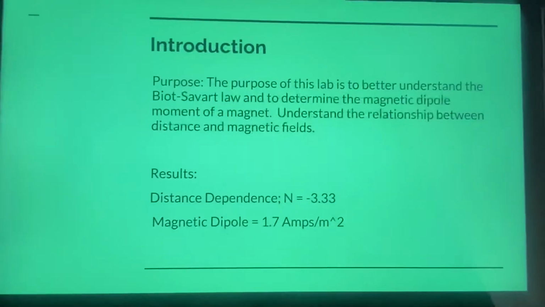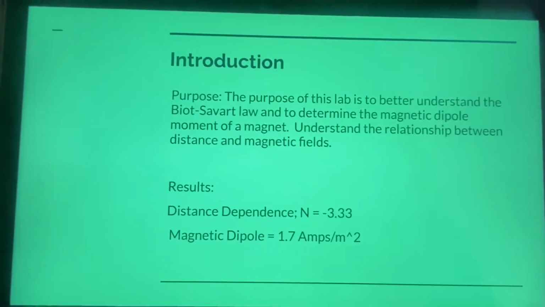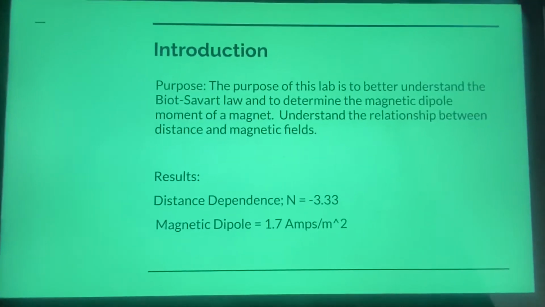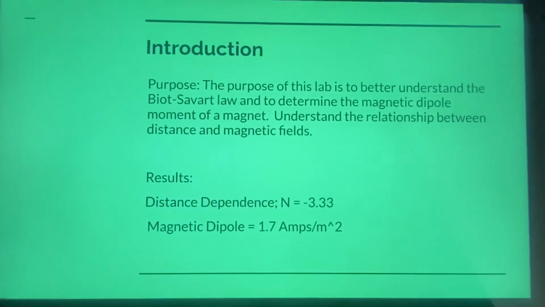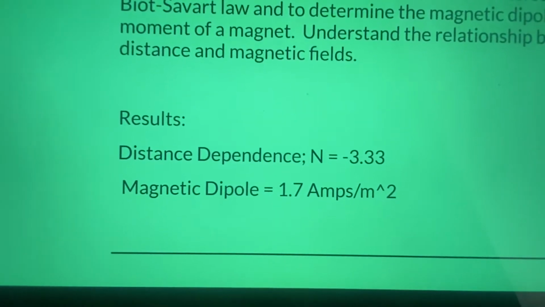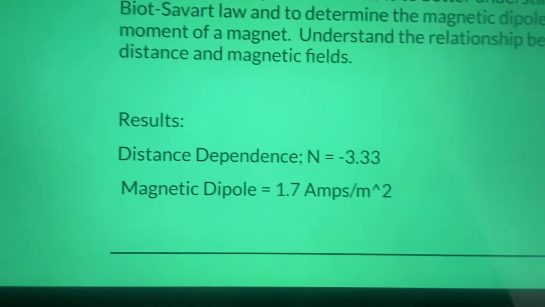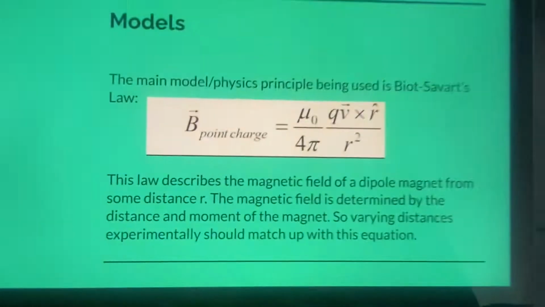So, the purpose of this lab is to better understand the Biot-Savart law and to determine the magnetic dipole moment of a magnet. Also to understand the relationship between distance and magnetic fields. The results from this were that the distance dependency number, n, was negative 3.33, and the magnetic dipole was equal to 1.7 amps per meter squared.